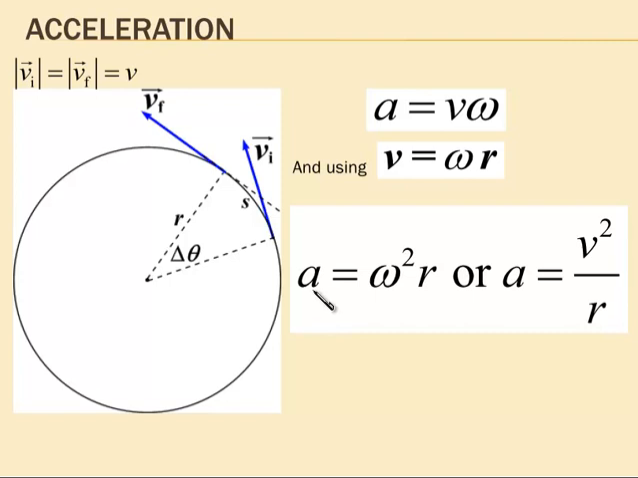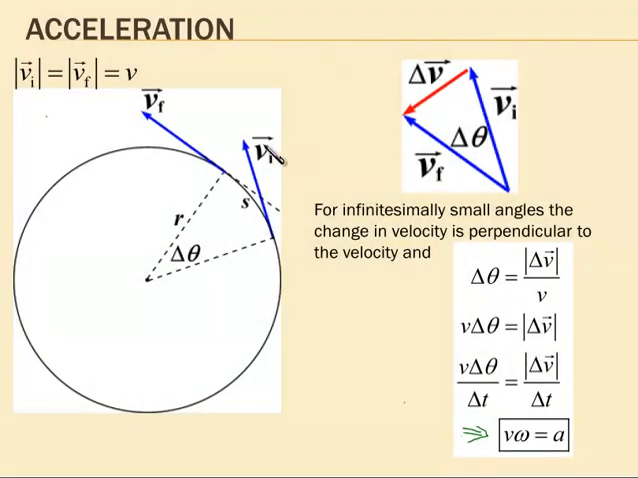Now how about the direction? Remember, acceleration is a vector, and so far we have only found an expression for the magnitude of that acceleration. Now we need to make sure we understand just what the direction of that acceleration will be. Let's take a look at these diagrams again. Here we have the initial velocity, the final velocity, and we set them up like this to find the change in the velocity, which is this vector here.